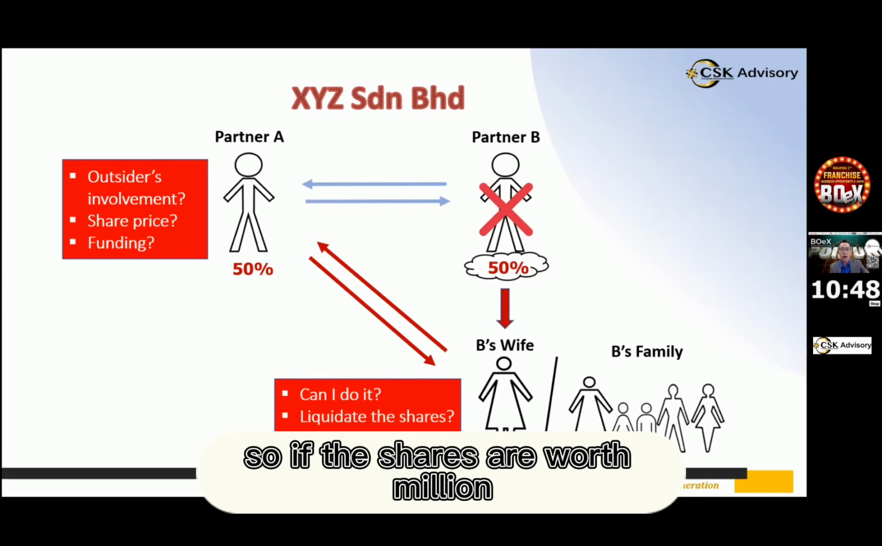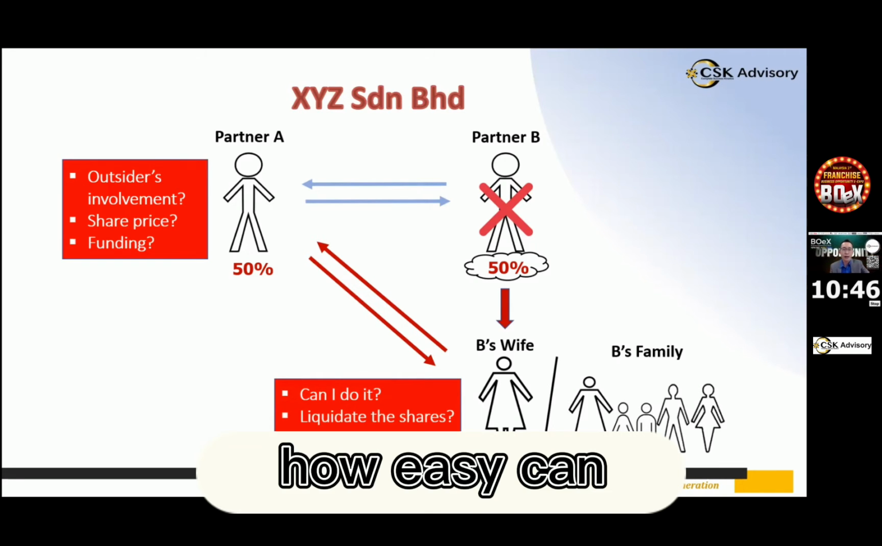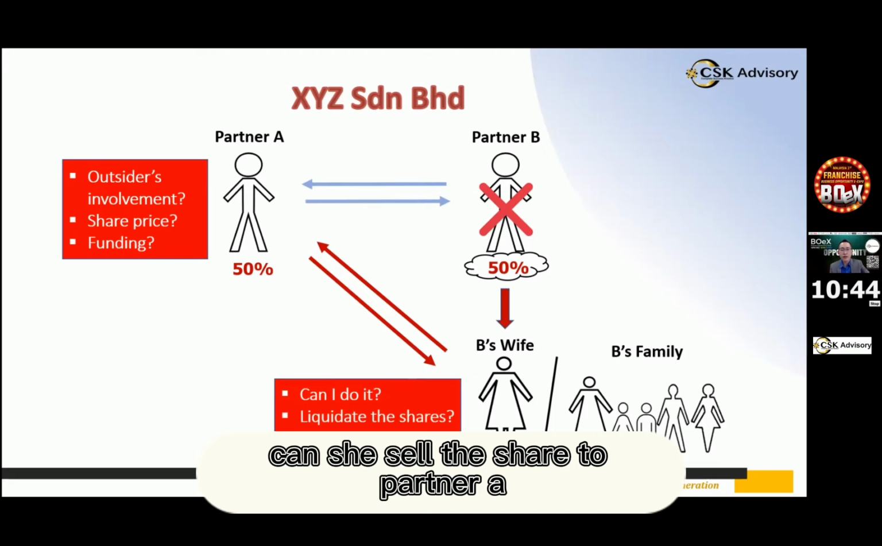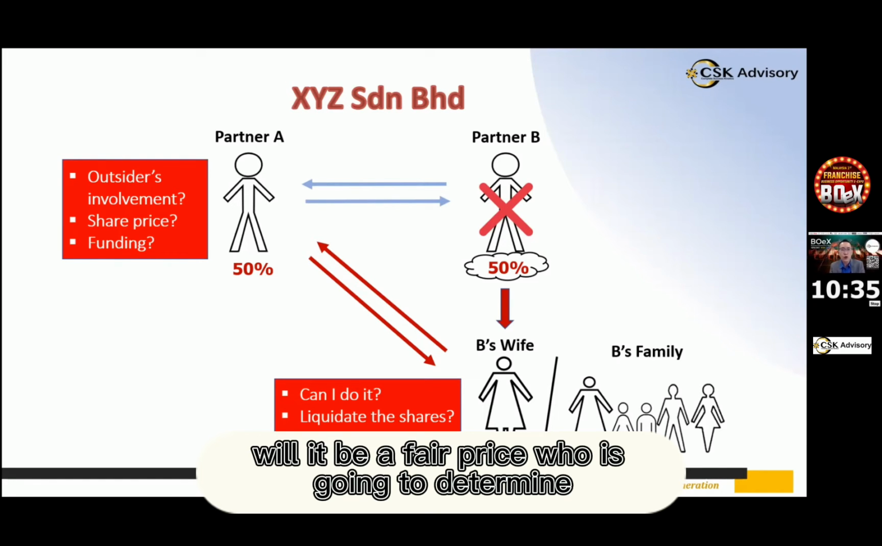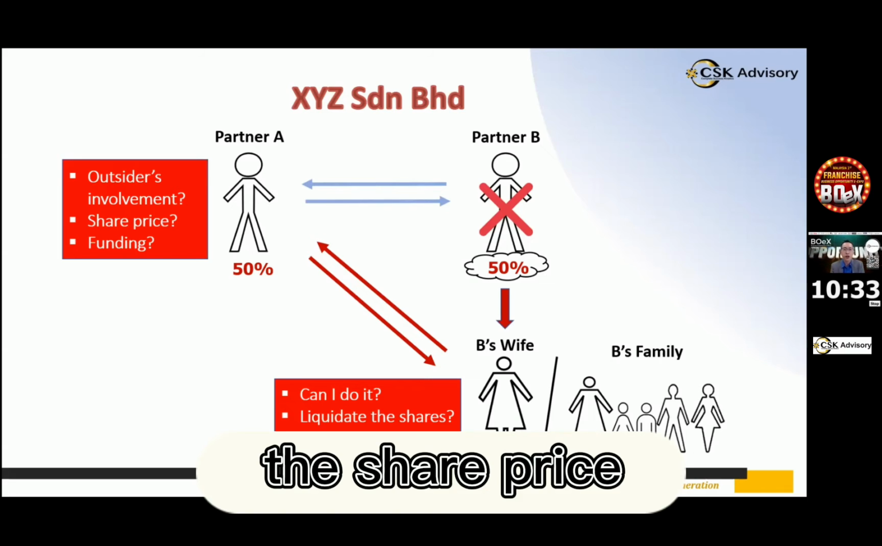So if the shares are worth millions, how easy can she sell the share to partner A? And last but not least, if partner A does offer a price to buy the shares, will it be a fair price? Who is going to determine the share price?